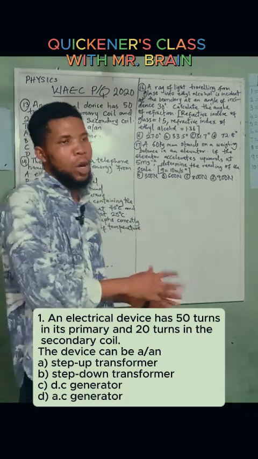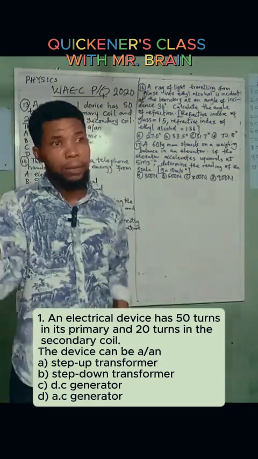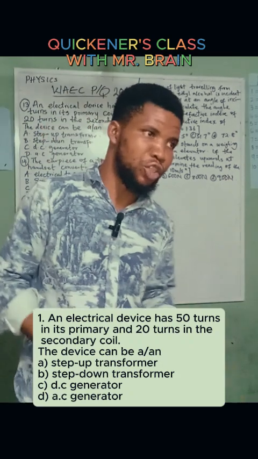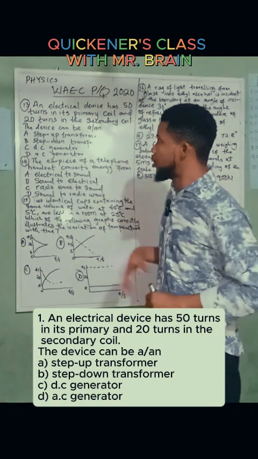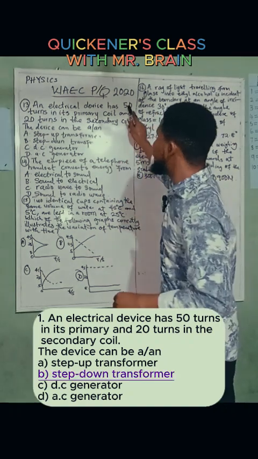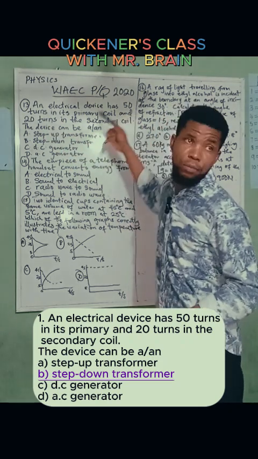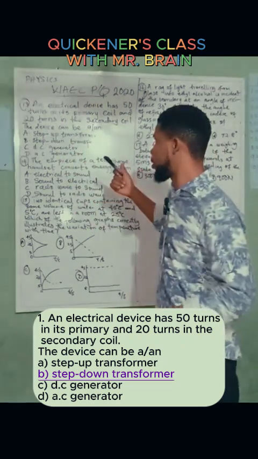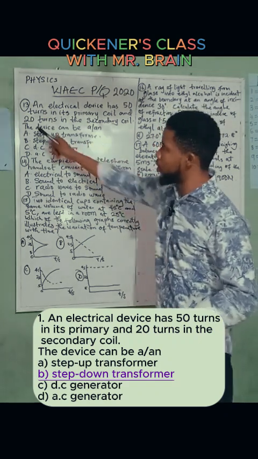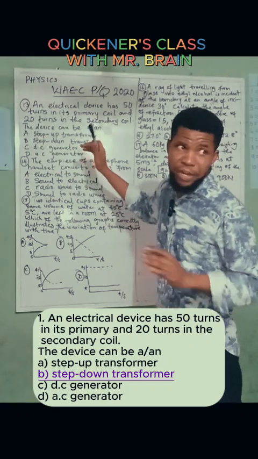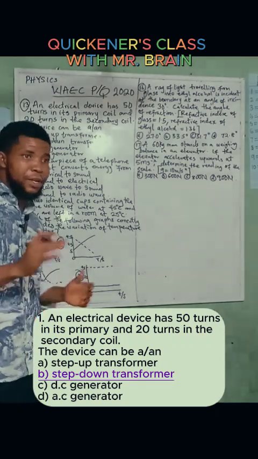So let's assume that the primary coil has 5 and the secondary coil has like 100. It's going to step up what? The output, the voltage or the power. So with that little explanation, our option is what? We have 50 in the primary coil and 20 in the secondary coil. 50 is more than 20. So our option is a step-down transformer, because we have 20 here in the secondary. So 20 is less than 50, so it's a step-down transformer. I hope you get that answer and the explanation clearly.